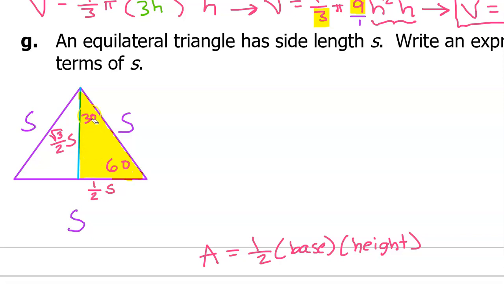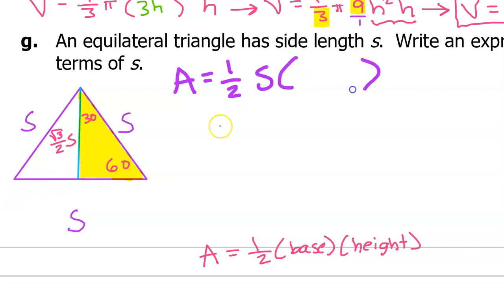Now we are ready to start writing the expression for the area of the equilateral triangle. Remember, we're talking about the area of the whole triangle, not just the right-hand side. So the area is 1/2 base times height. So this is going to be 1/2. The base of the triangle is s. And then the height is this radical 3 over 2 s. So I have radical 3 over 2 s.